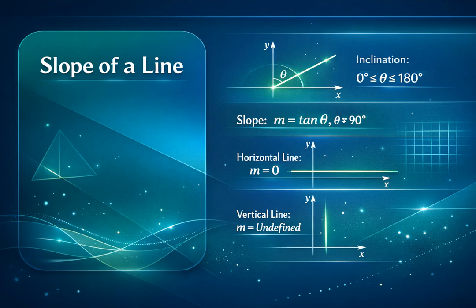The slope of a line measures its steepness and direction. If a line makes angle theta with the positive x-axis measured counterclockwise, then the slope m equals tan theta. The inclination theta ranges from 0 to 180 degrees. A horizontal line has slope 0. A vertical line has undefined slope because tan 90 degrees is undefined.